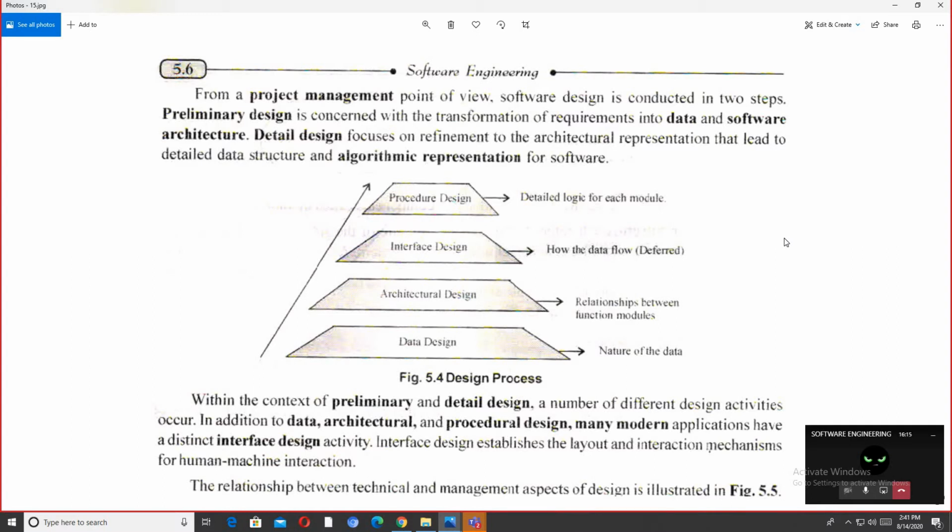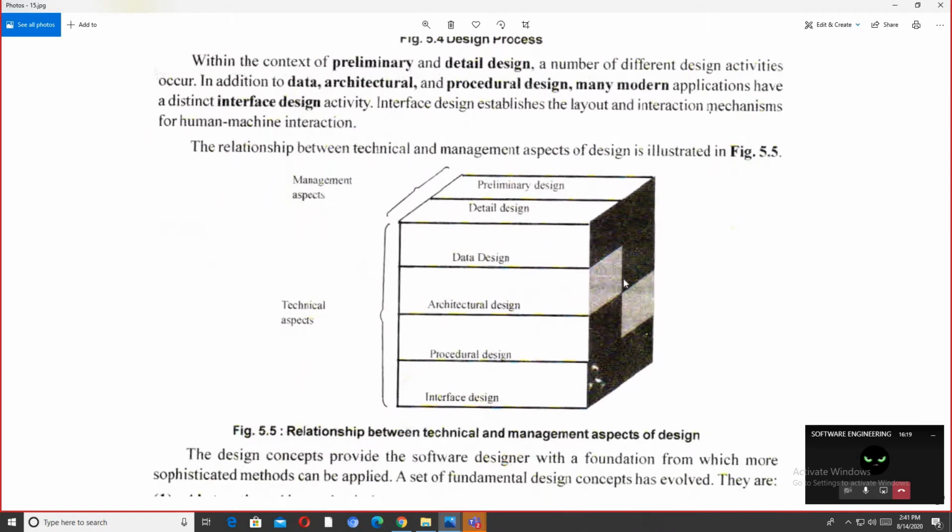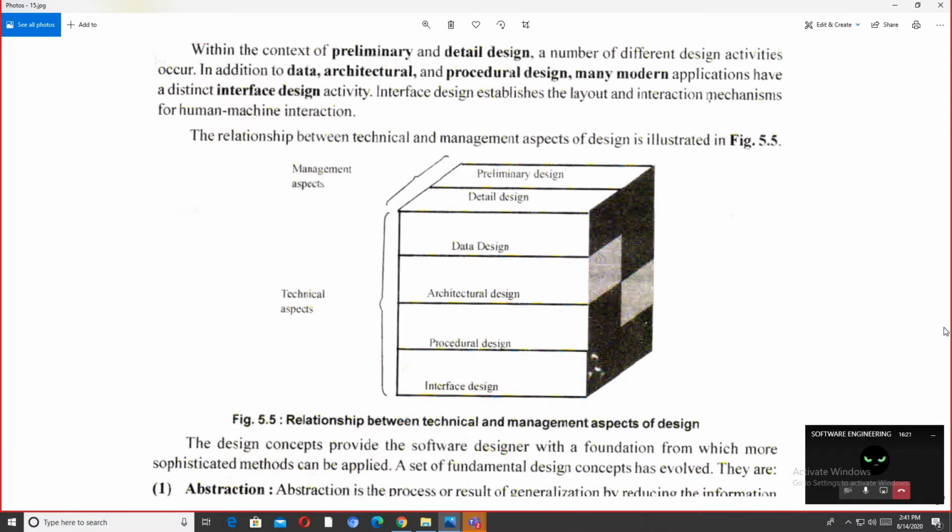Further, in the context of preliminary and data design, a number of different design activities occur with the knowledge of the system developer and the system designer. In addition to data architecture and procedure design, many modern applications have a distinct interface design activity.